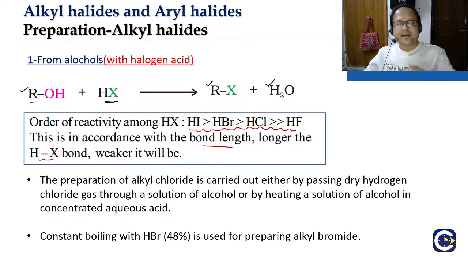As I told you, down the group from fluorine to iodine, size is increasing substantially. Larger the size, more difficult it is for hydrogen's 1s orbital to overlap with the corresponding p orbital of the halogen, right? So with fluorine, 1s and 2p can have better overlap. With 3p it is a little lesser. 4p of bromine further less. With 5p of iodine it is least, right? And hence it can be easily broken.